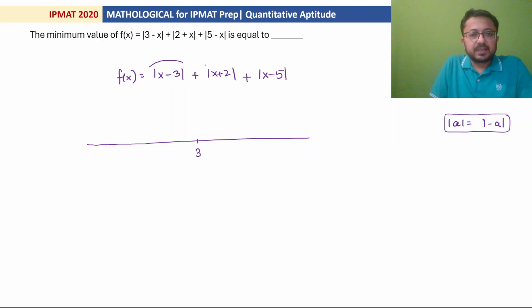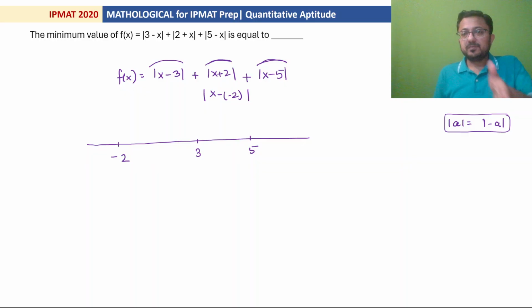Then we have mod of x plus 2, which is distance of x from minus 2. This is basically x minus minus 2. So distance of x and minus 2. So minus 2 is the second critical point, and the third modulus is mod of x minus 5, the distance of x from 5. Okay. So you have to sum the distances of x from minus 2, from 3 and 5, and we have to find out what the minimum value will be.